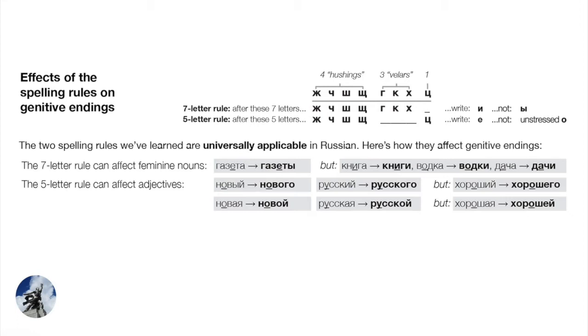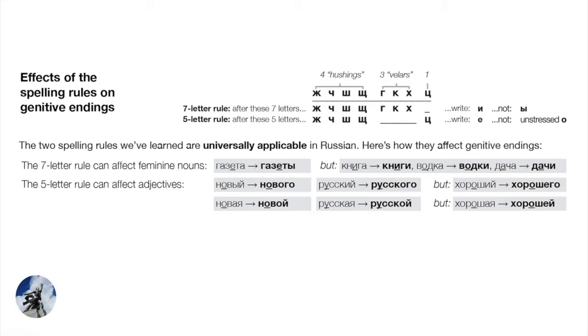Okay, what about the five-letter rule? It can affect adjectives. So let's look at a couple of just normal examples. Novi becomes novava, nothing wrong with that. Ruski becomes ruskava, so we're trying to add ova for masculine and neuter adjectives. But what about haroshi? Remember, it was being affected earlier by the five-letter rule.